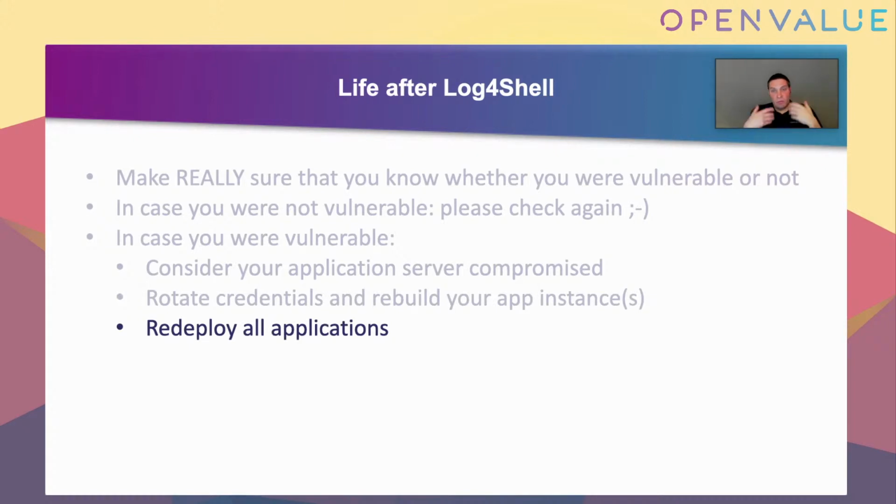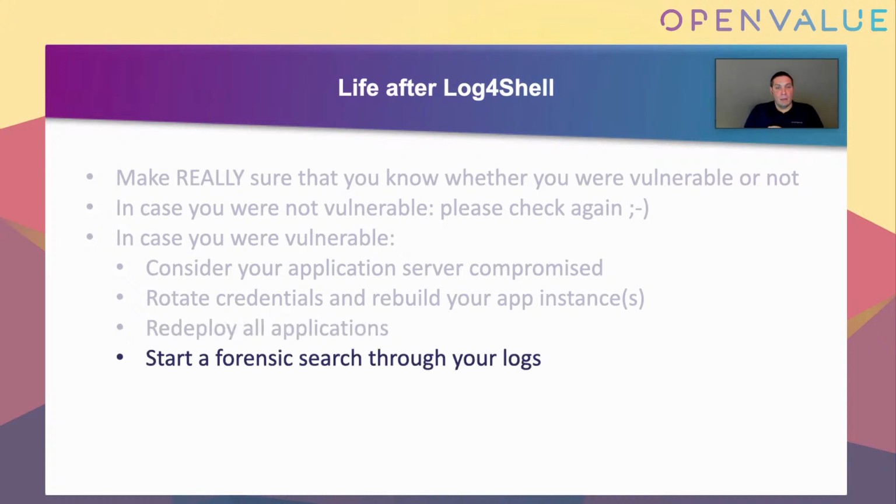Then redeploy everything. Once you've rebuilt your app instances, redeploy all your applications so that you're sure that the patched version is installed, that the new credentials are being used, and that everything is running on your rebuilt app instances. And obviously start a forensic search through your logs. Start looking whether you can find any traces of people accessing it with, let's say, JNDI strings that could have done something that you don't want. So start going through your logs to see if you can find any trace of people actually trying to abuse this. It doesn't really matter from the perspective that you should consider your server compromised, but it does give you more insight on the chances that you're actually compromised.